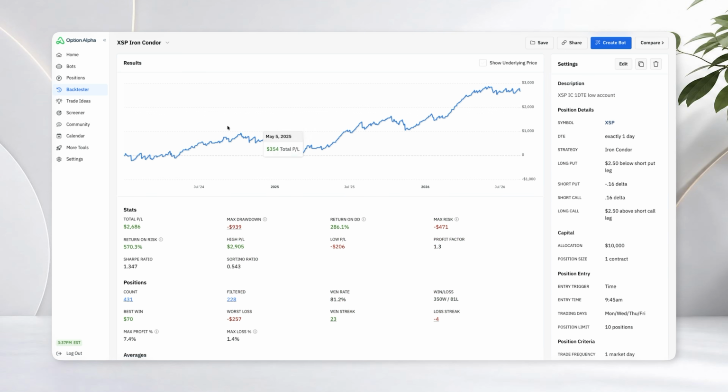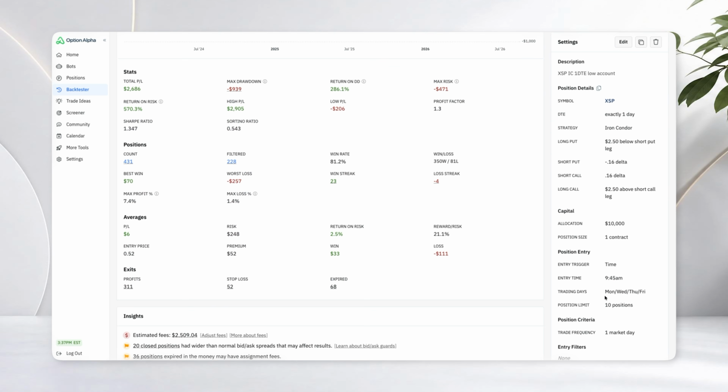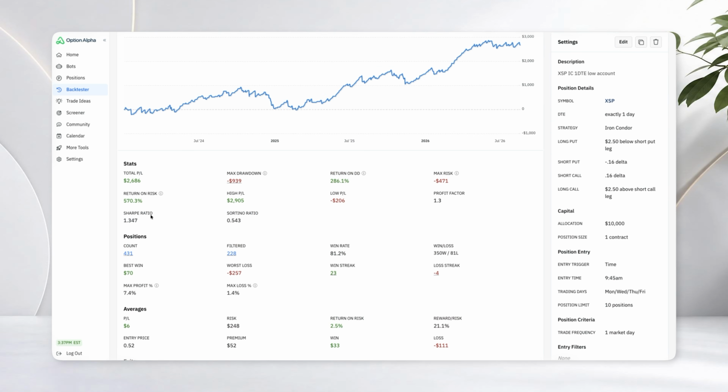Strategy A is an XSP 1 DTE Iron Condor. This enters at 9:45 a.m. with 1 contract. The strategy produced 2,686 total P&L. Max drawdown was negative 939. Max risk was 471 and a profit factor of 1.3.